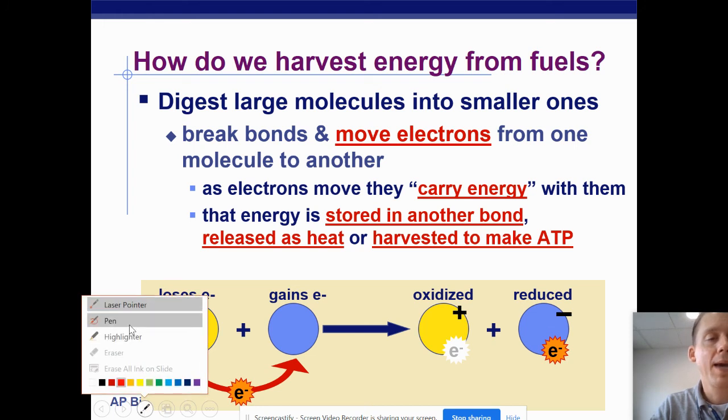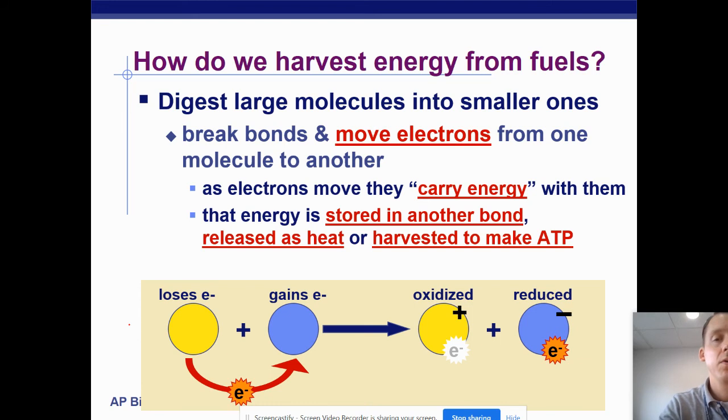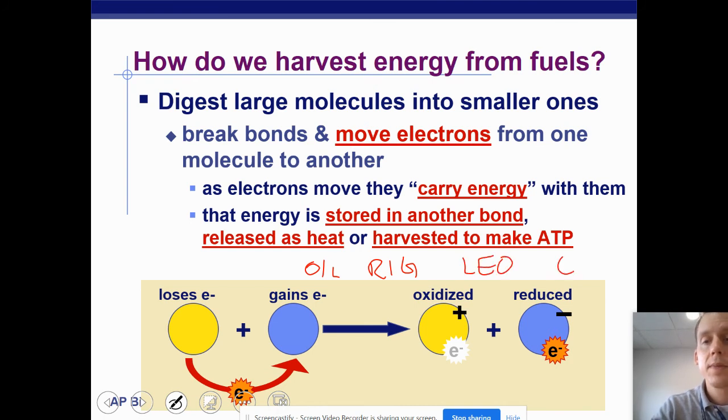You may remember from chemistry, you might have learned either OIL RIG, that oxidized is losing an electron and reduction is gaining an electron, or you might learn LEO the lion goes GER: lose electrons oxidized, gain electrons reduced. Quick way of remembering that.